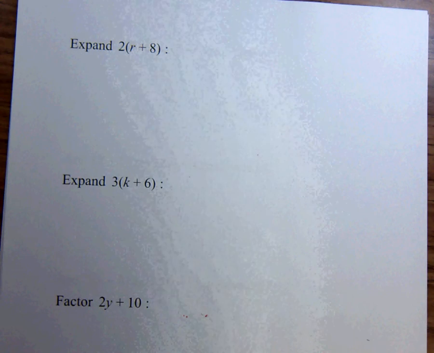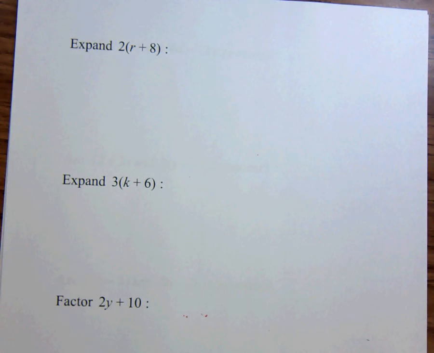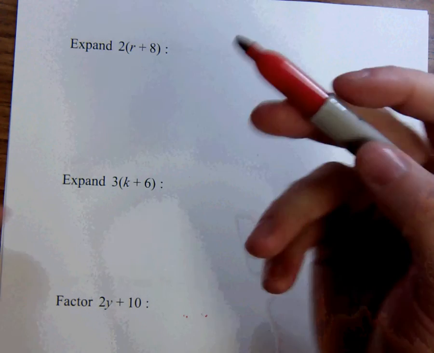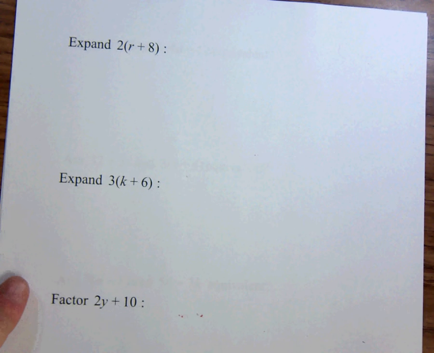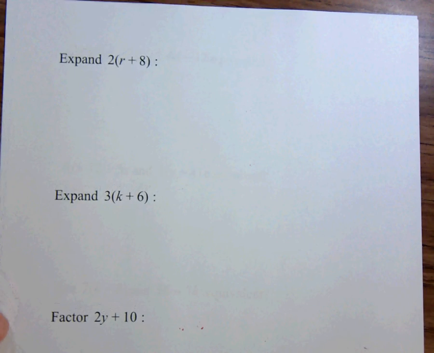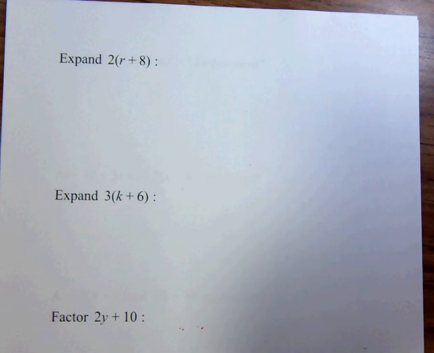If you remember from last video, expanding means rewriting an expression with parentheses, without the parentheses. So we're going to do that by using the distributive property. Now there's a couple ways to do this. The easiest way is to say, well, I have two of them.